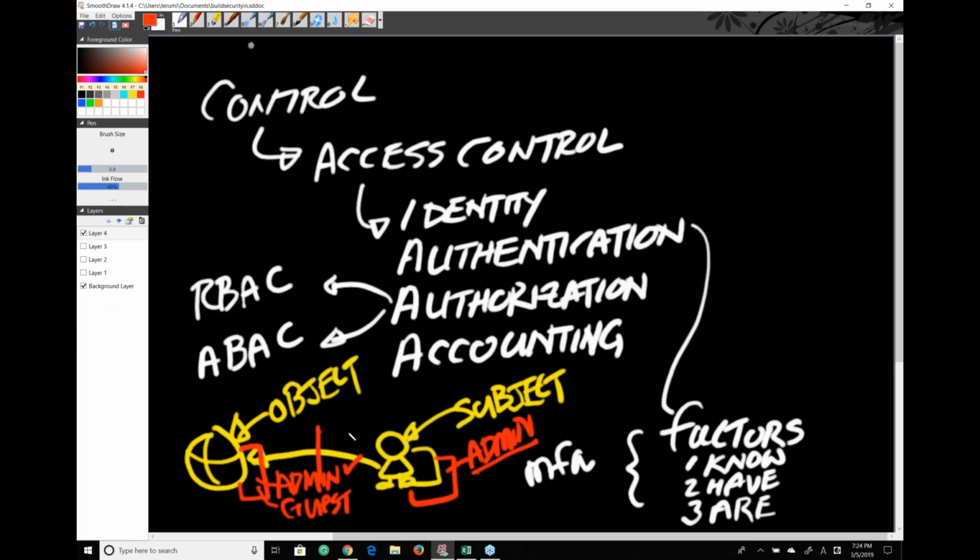Okay, I think I'm pretty much complete on the controls. Are there any other questions relating to controls?